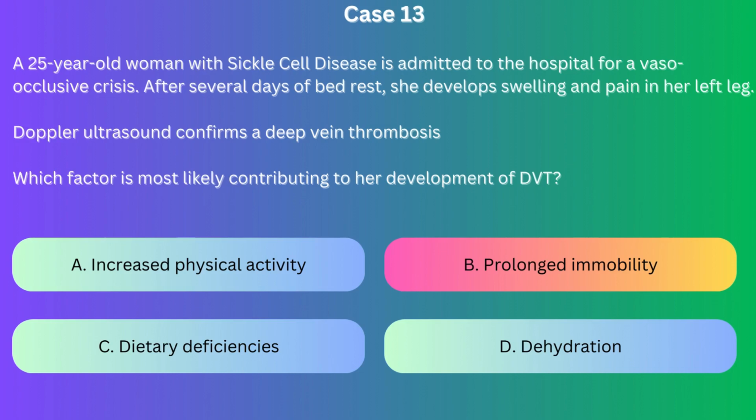Prophylactic measures, such as early mobilization and, in some cases, anticoagulation, are important in the management of patients with sickle cell disease who are hospitalized or otherwise immobilized for extended periods.